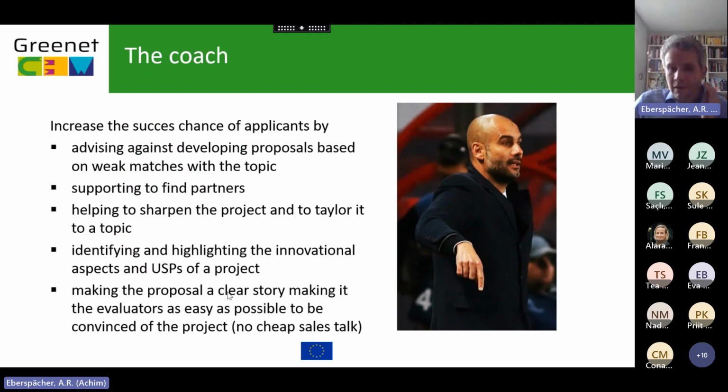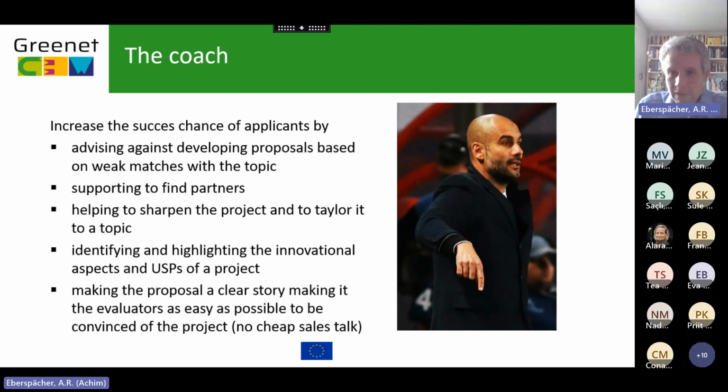And number three, which is still kind of a core task, but not in all aspects. That's what I call the coach, helping and supporting to increase the success chance of applicants by, one, also advising against developing proposals that aren't a match. Better not to submit a weak proposal than spend hundreds of hours writing a proposal that won't make it anyway. There's nothing bad in advising against submitting if it really doesn't match.